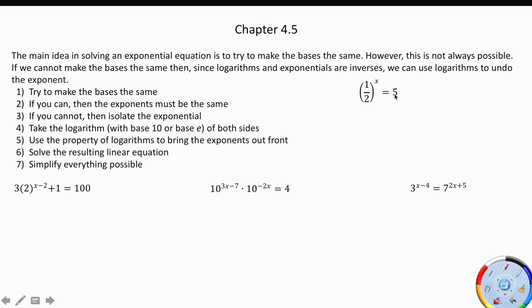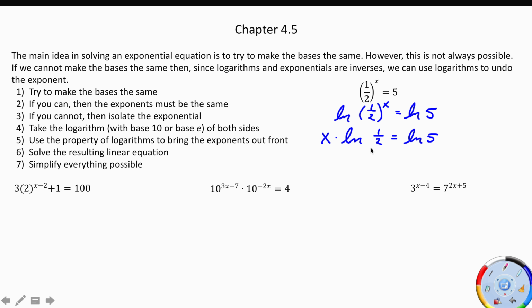Well, a logarithm's an exponent. A logarithm's an exponent. So I can take the log of both sides as long as I do the same thing to both sides. Now that I have done the same thing to both sides, taking the log of both sides, I have a property of logarithms that lets me bring this exponent out to the front. And now it's a simple linear equation.